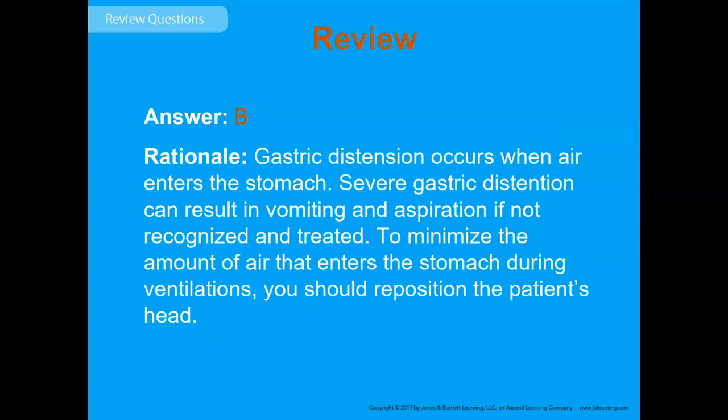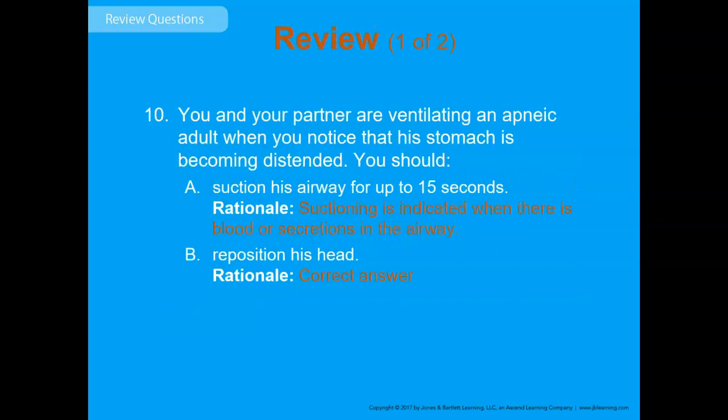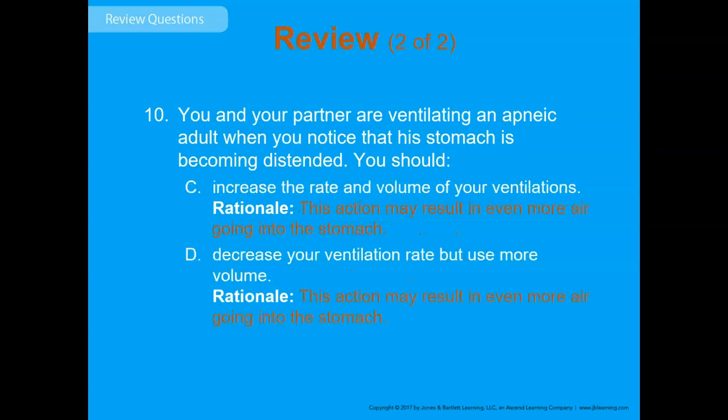Gastric distension occurs when air enters the stomach. Severe gastric distension can result in vomiting and aspiration if not recognized and treated. To minimize the amount of air that enters the stomach during ventilations, you should reposition the patient's head. Good work. A, suctioning is indicated when there is blood or secretions in the airway. We got that. B, reposition his head. We also answered that correctly.